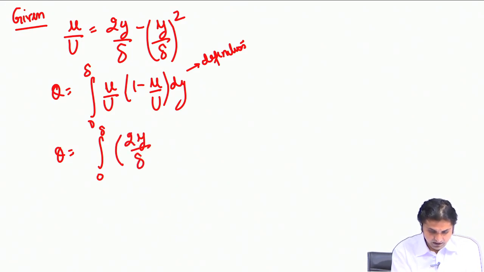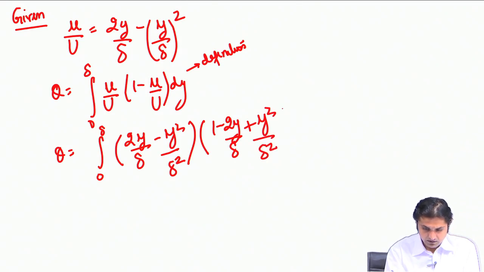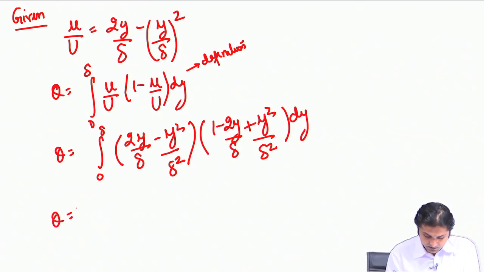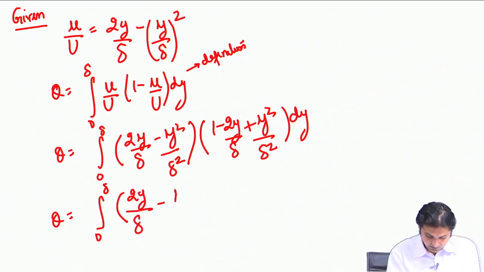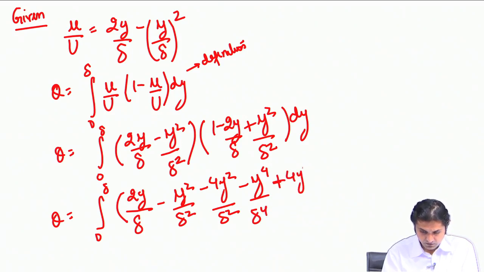So it is going to be (2y by delta minus y square by delta square) into (1 minus 2y by delta plus y square by delta square) dy, or the momentum thickness is going to be integral 0 to delta of 2y by delta minus y square by delta square minus 4y square by delta square minus y to the power 4 by delta to the power 4 plus 4y cube by delta cube, into dy.